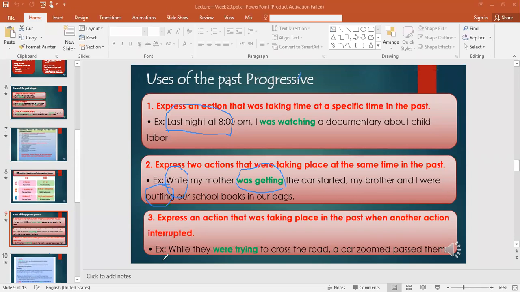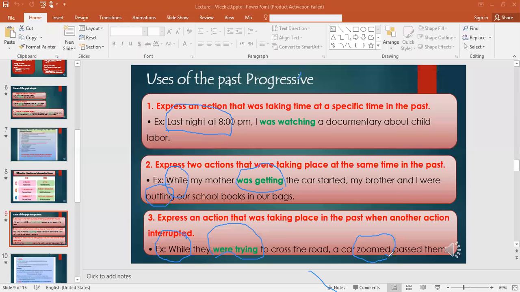While they were trying to cross the road, a car zoomed past them. Okay. Let's look at this example sentence. We also used while here, right? While they were trying to cross the road. So the first action is that they were trying to cross the road. What happened when they were trying to cross the road? A car zoomed past them. So do you think that the second action interrupted the first one? Yes. Very good.